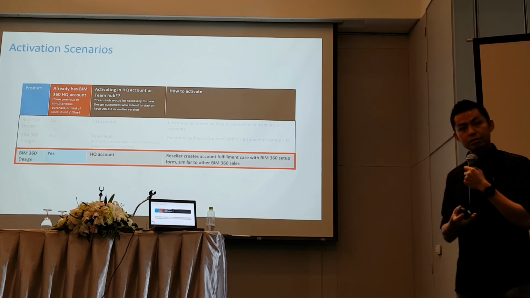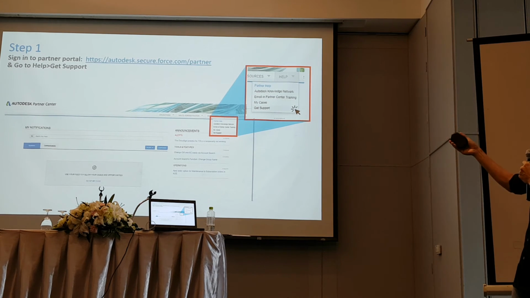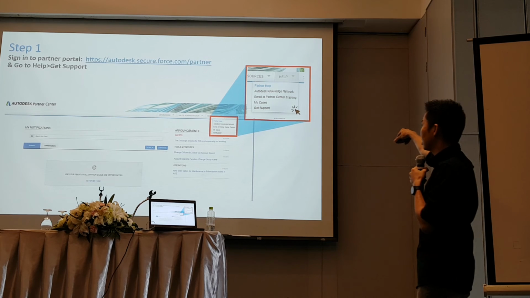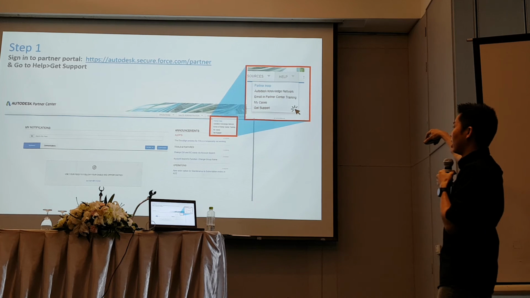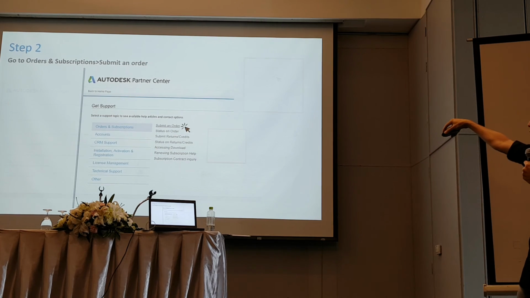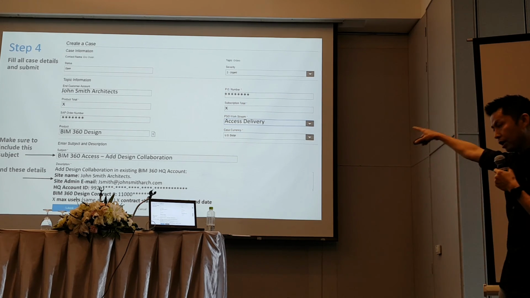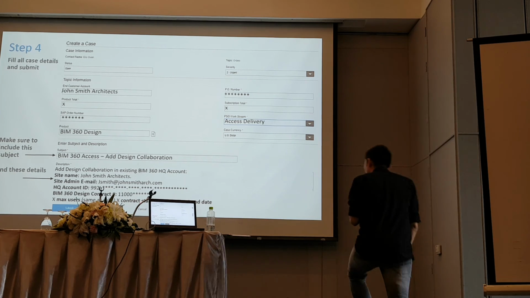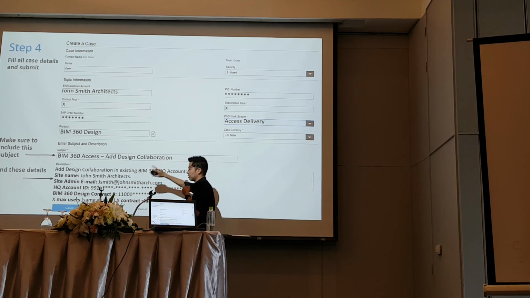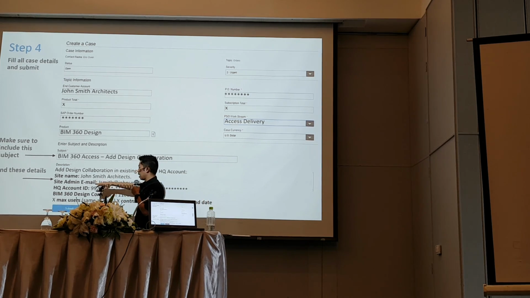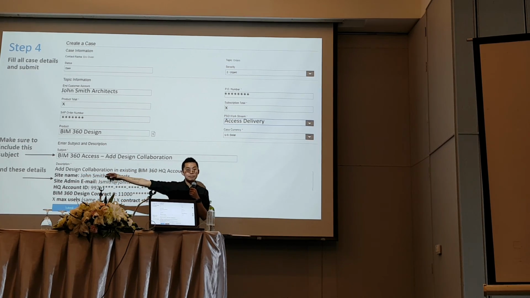The customer will contact you, the partners. The partners will have to access your partner center, go to the right hand side, click on My Cases, and click on Get Support. Then go into Get Support, submit an order, create a case, and fill up the information. Everything is pretty standard: the SAP order number, contract number, and so on. There are two very important things here: the site admin email and also the site name. This is the site name, your so-called hub.